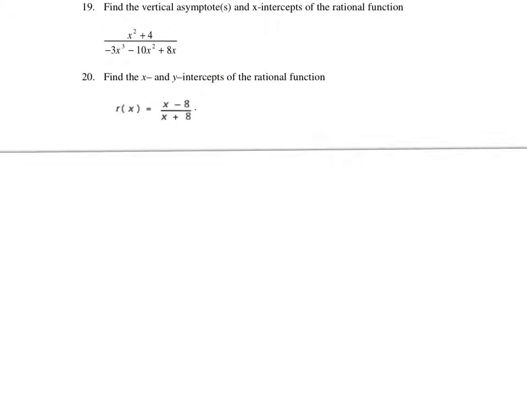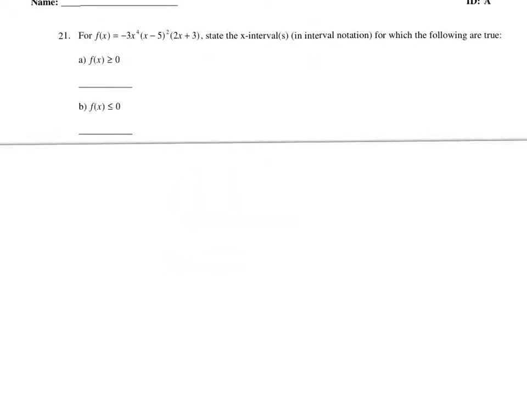All right, so for this one, like we've been saying before, the x-intercepts is where the top equals 0. And then the y-intercept is the division of the constant terms. So I'll let you guys do that. All right, next up, number 21.